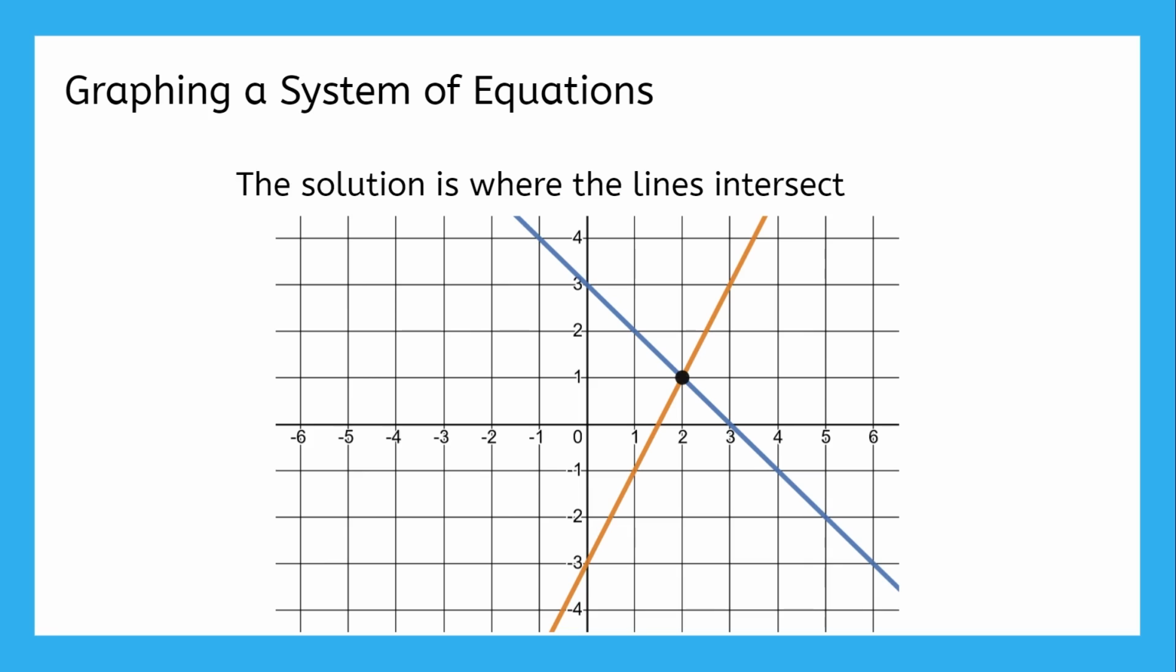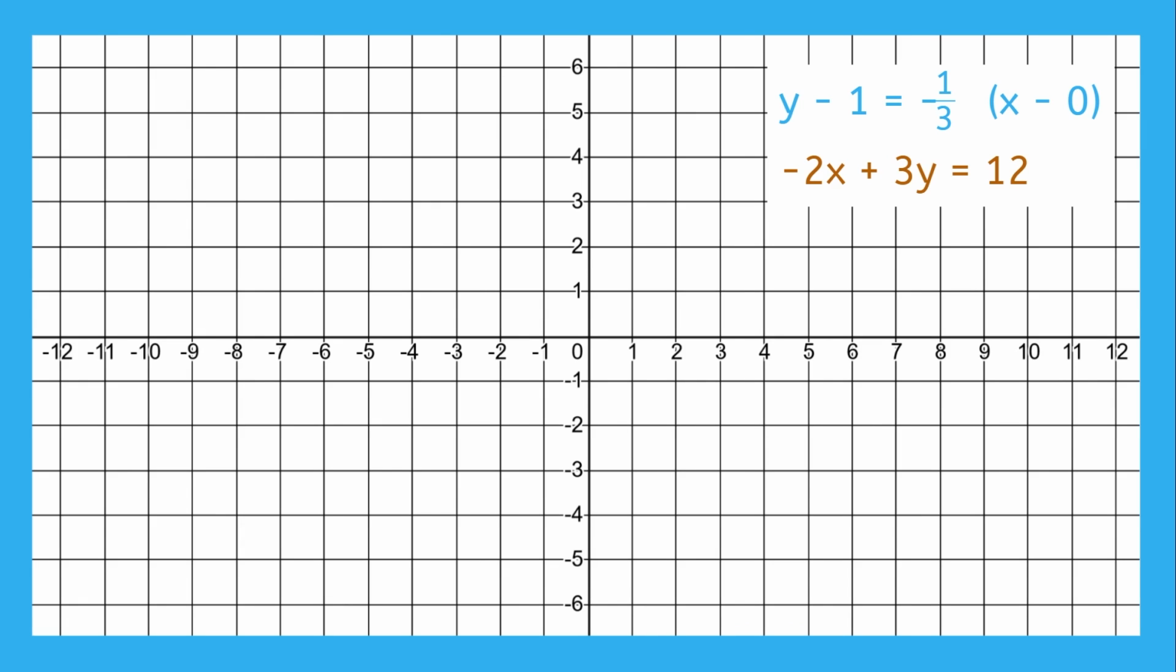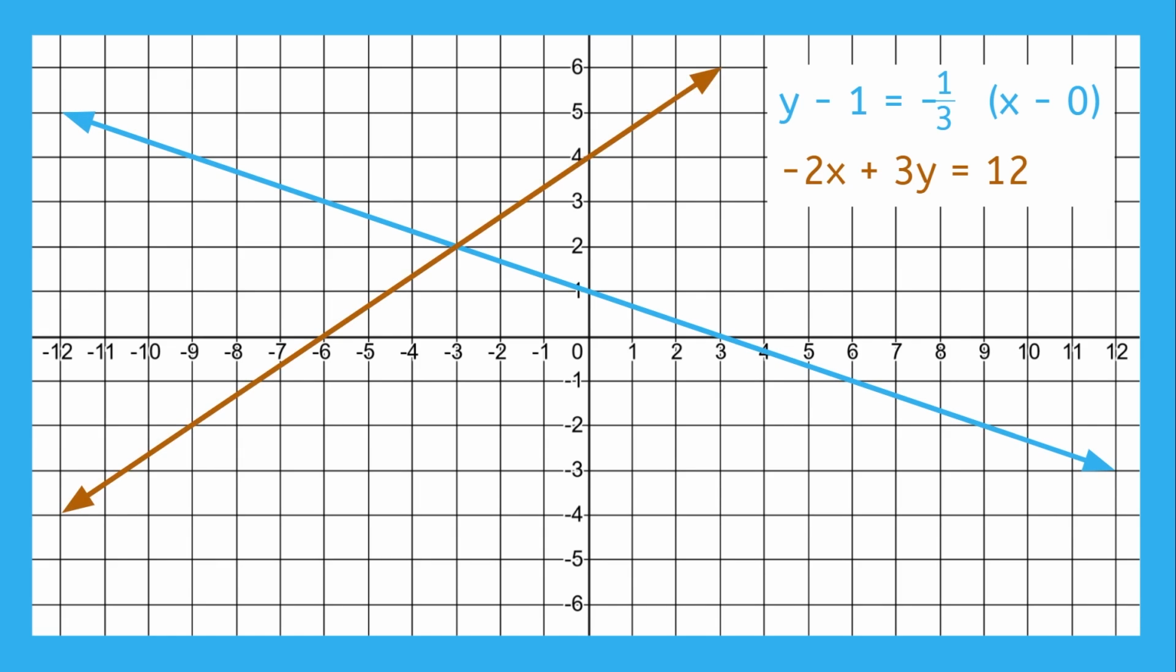So to recap, before we do more examples, when graphing equations, the solution is wherever all the lines intersect. If we want to solve this system of equations, first we have to graph the blue equation and then the orange equation. If you need a refresher on graphing different forms of equations, you can refer back to those videos in Unit 5. The solution is going to be any point where the lines intersect, so the solution to this system is (-3, 2).